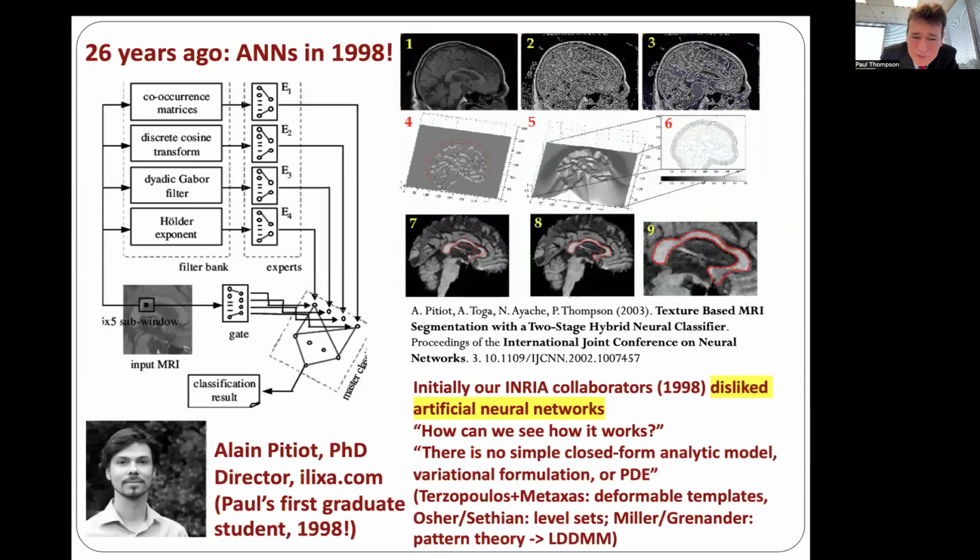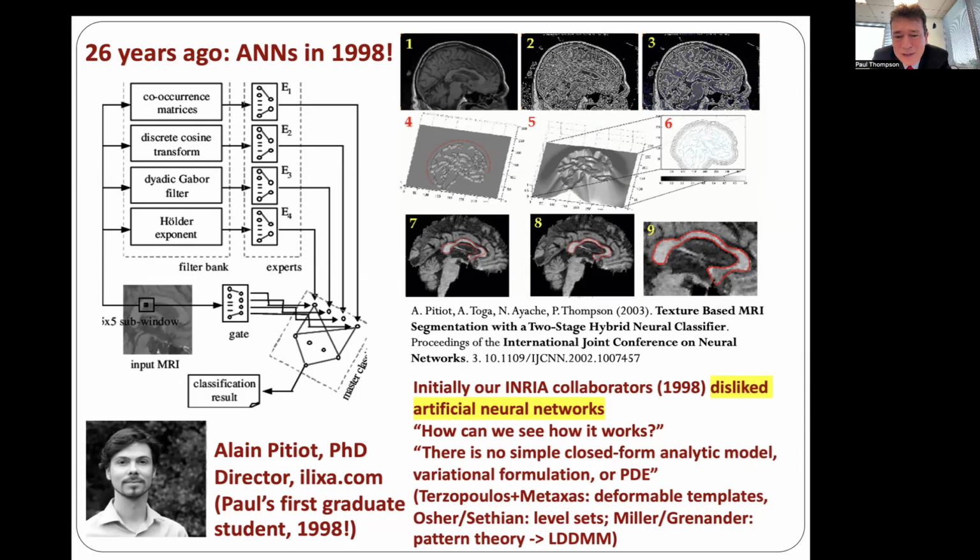Now, over 25 years ago, my first student, Alain Petiot, who's now a director at elixir.com, was trying neural networks to identify a part of the brain called the corpus callosum. And he was essentially doing something that would be called today radiomics, where he was defining features that he thought could be useful and having the network sort or prioritize or weight these to label pixels that were inside the corpus callosum.